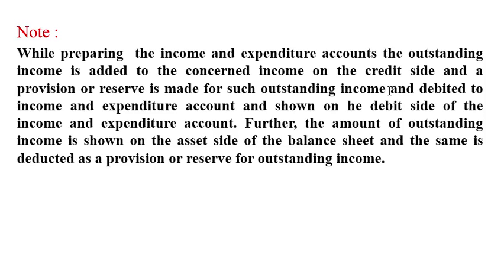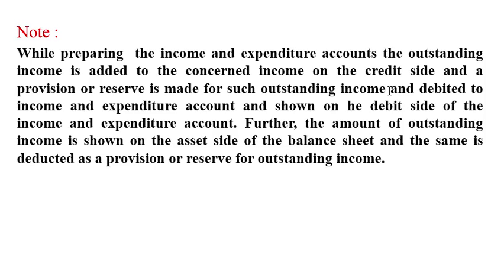So to the debit side, or the expenditure side, you have to write the reserve for outstanding income, the same amount, 4,000. First you will add it to the income side, then the same amount you will show as a reserve, that is on the expenditure side. Then the same amount you will show in the balance sheet, asset side, outstanding income.